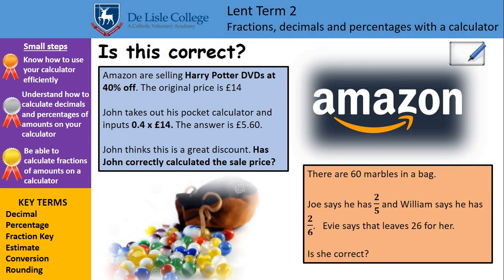Let's have a look at the second question. There are 60 marbles in a bag. Joe says he has 2/5 and William says he has 2/6. Evie says that leaves 26 for her. Is she correct? Well, what we firstly need to do here is find 2/5 of 60 by using your calculator, and that should give you 24. We can find 2/6 of 60 using your calculator, which gives us an answer of 20. Add those two together, that gives us 44. And then what we can see is actually that only leaves us 16 and not 26.